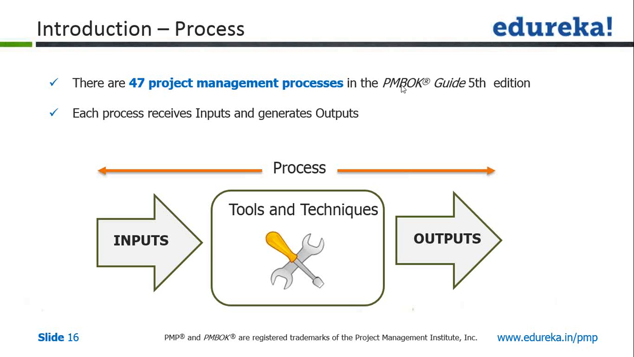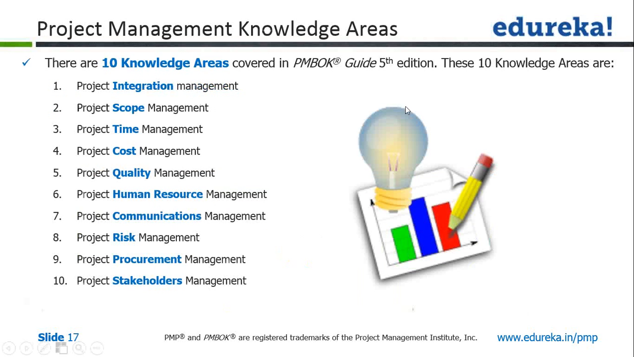And these processes, and then there are knowledge areas. There are 10 knowledge areas in the 5th edition of PMBOK guide. That is your scope, time, cost, quality, and so on, such a long list. And some of that, consolidation of that is done in project integration management.